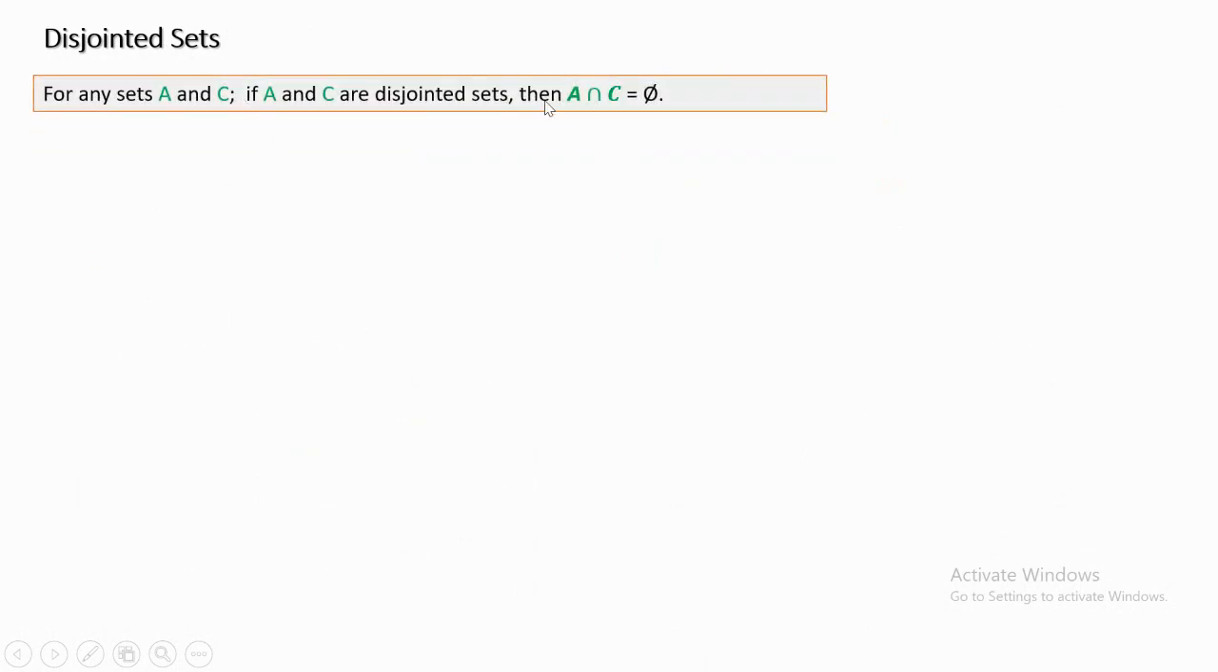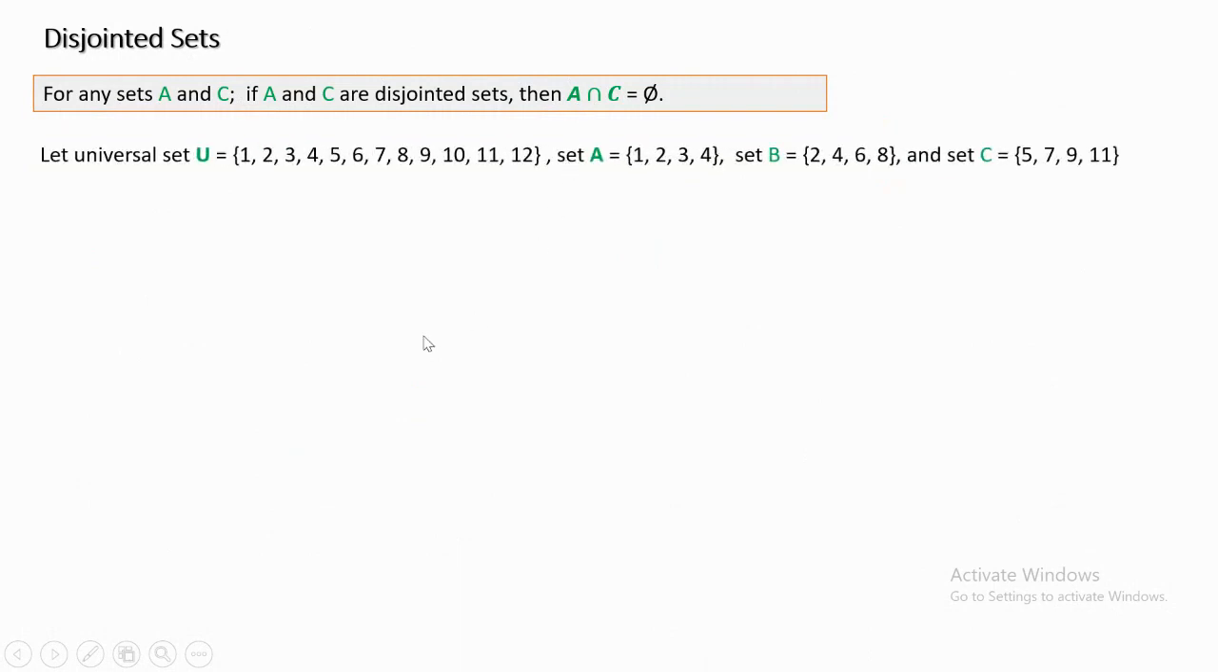Okay, now disjoint sets. Disjoint sets means that they don't have anything in common, right? They don't intersect. That's what it means. They're both separate. So for example, again, the universal set with the same elements 1 through 12. Set A is 1, 2, 3, 4. Set B is 2, 4, 6, 8. And set C is 5, 7, 9, 11.